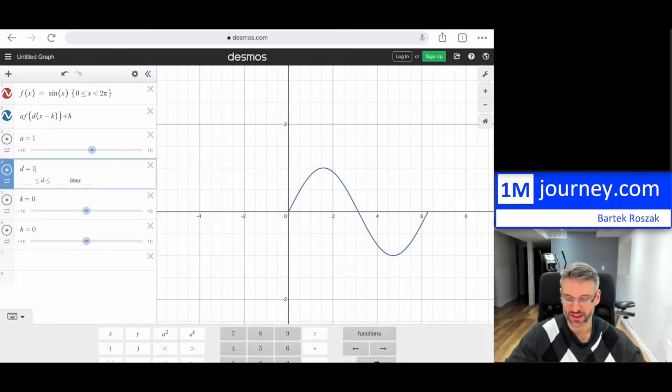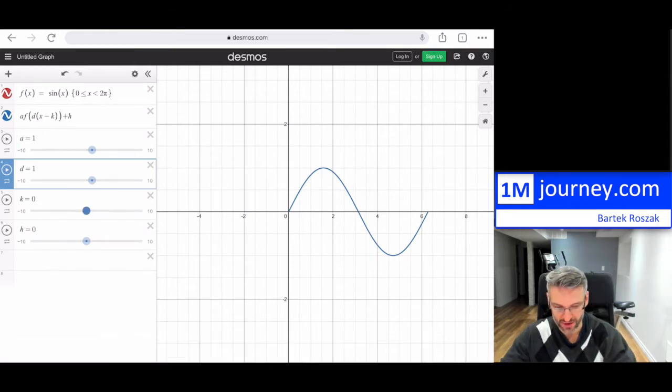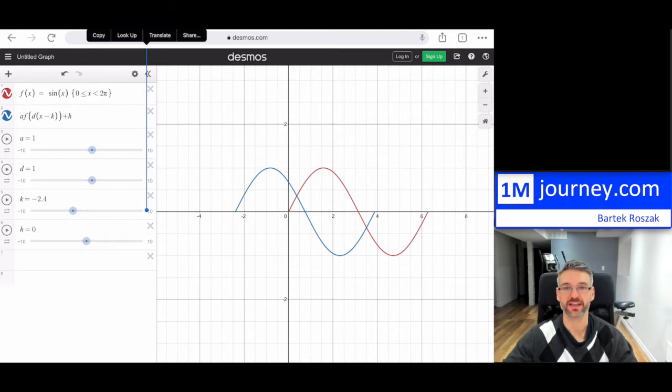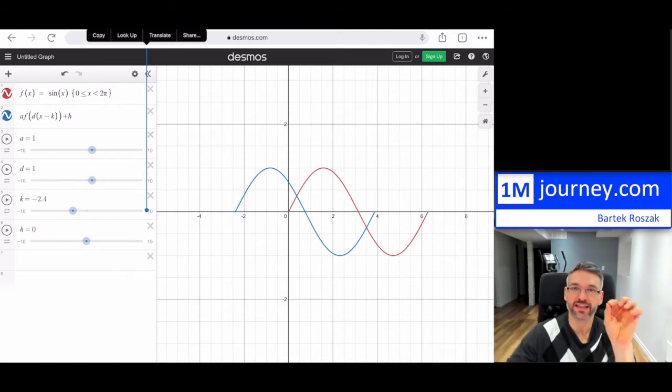Now, what happens with the k and the h? Those ones are typically the easiest ones. The k just does a translation to the left or to the right. Notice if I make this greater than 0, it's going to be shifting it to the right. If I make it negative, it's going to be shifting it to the left. So that's not a big deal. The way you can think of it is because you're starting from 0 degrees or 0 radians, just take that point and shift it accordingly. Notice here it says negative 2.4, so 0 is going to get shifted to negative 2.4, and so will every other point.